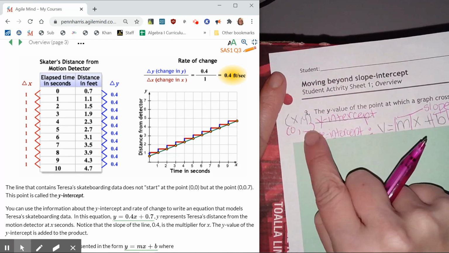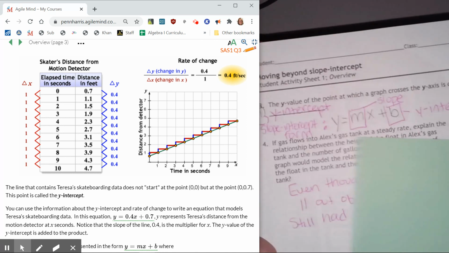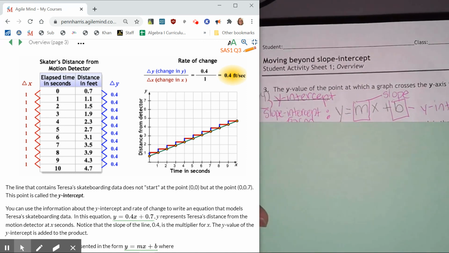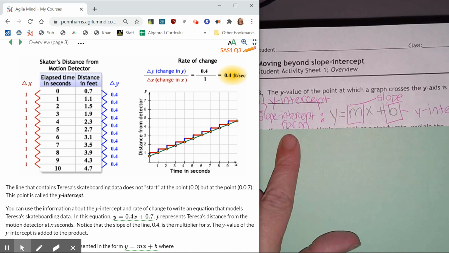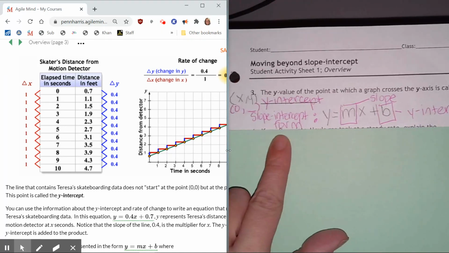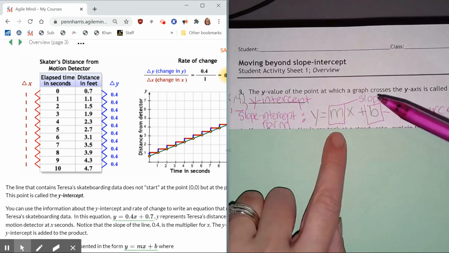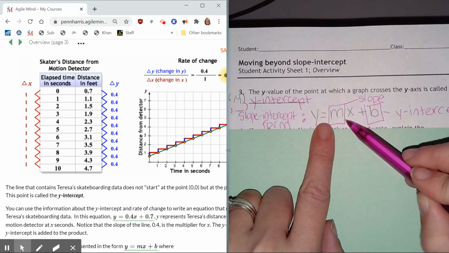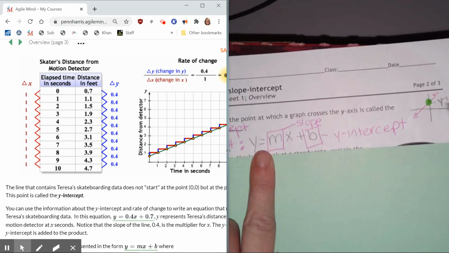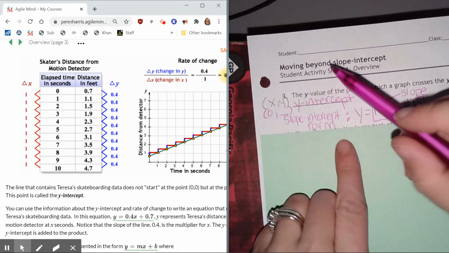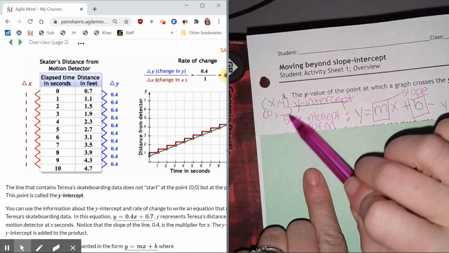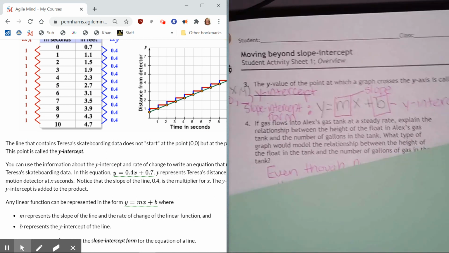Something else, you guys may remember this. We have slope-intercept form. Hopefully you guys remember that. If you don't, we may have to have a conversation. But you guys have been doing slope-intercept form for a long time. That's y equals mx plus b, where m stood for our slope and b is our y-intercept. Our b is this number that goes right here. Okay. So let's go on to question 4.